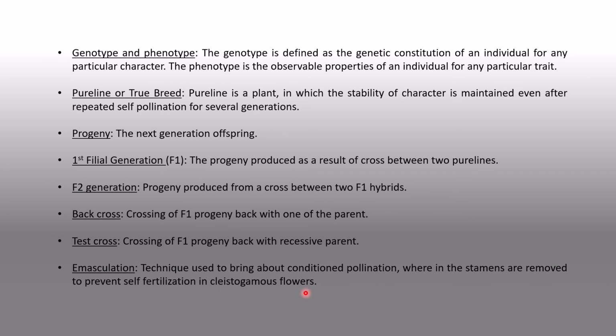What happens in cleistogamous flowers? It is a closed flower. In that case, the stamens pollinate the stigma of the same flower, so self-fertilization is the rule there. But since Mendel wanted variations, he removed the stamens of the cleistogamous flower and pollinated that flower with the stamen from a different flower. That is how he conditioned the pollination and altered the self-fertilization technique there.